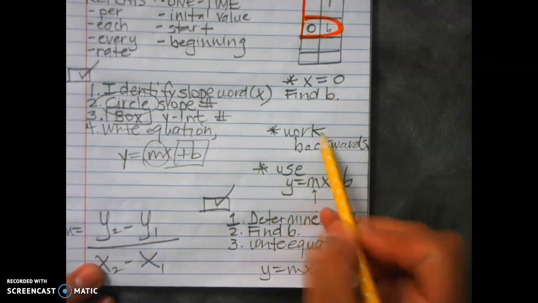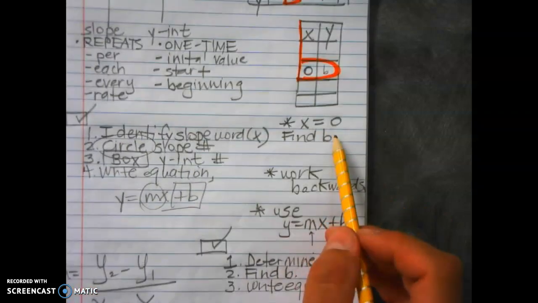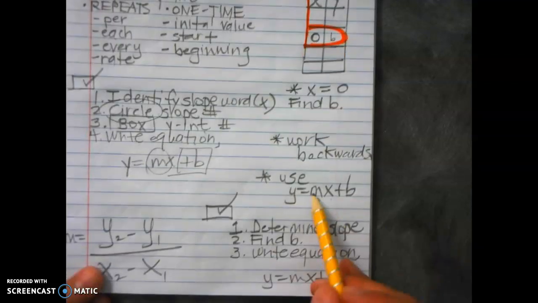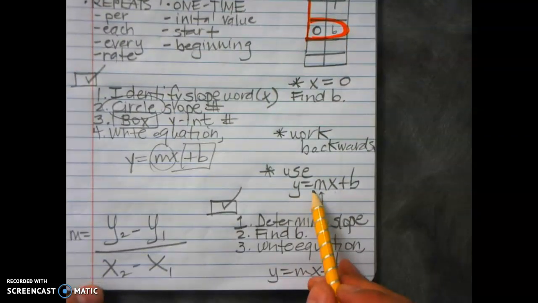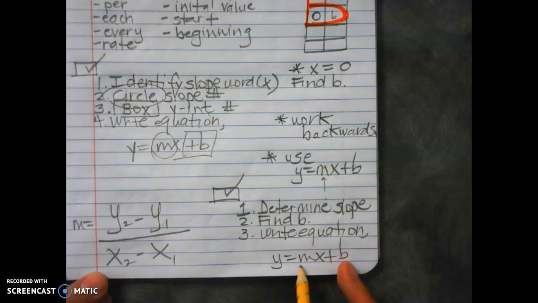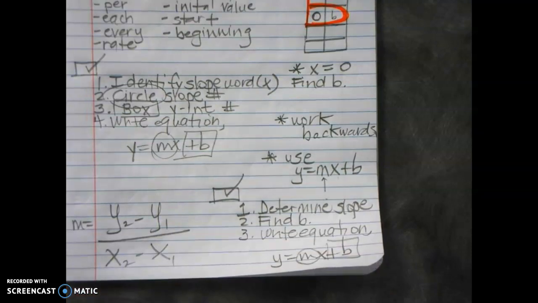There's 3 different ways to solve for b. We either find it on the table when x is 0, we can work backwards to try to find when x is 0, or we can use algebra to help us solve for b. But remember our ultimate goal is to write an equation in this format, y equals mx plus b. Now we're going to go back to the Pear Deck and do a few examples, and you should be set to go.